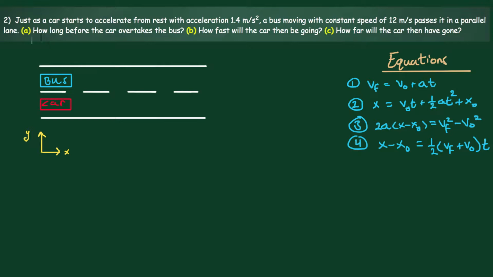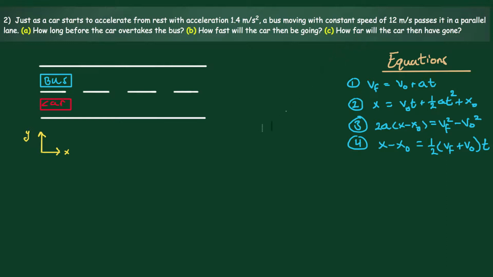So the problem reads: just as a car starts to accelerate from rest with acceleration 1.4 meters per second squared, a bus moving with constant speed of 12 meters per second passes it in a parallel lane. A, how long before the car overtakes the bus? B, how fast will the car then be going? And C, how far will the car then have gone?